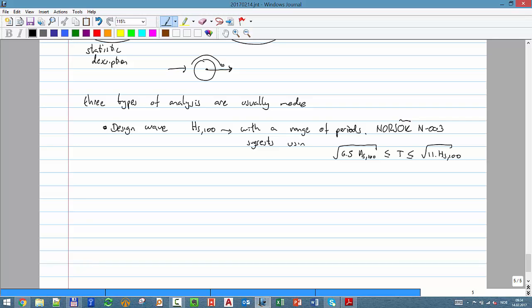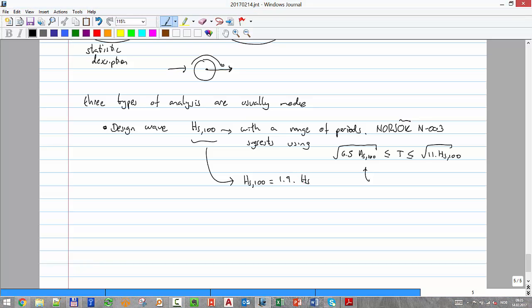Okay, using a T within that range. If you have that value, then you can see, okay, we'll use it, the period will change. I will make the analysis varying the period. And if you don't have the HS 100, you don't have more sophisticated statistics, then what you can use is that HS 100 is equal to 1.9 HS, the significant wave height. You don't do that extrapolation if you don't have enough data. You just take the measured height and multiply it times 1.9.